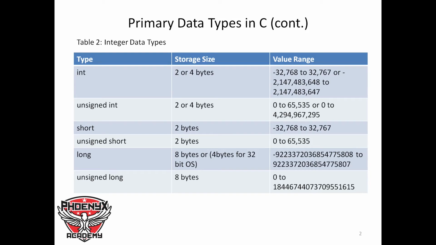Then we have the long, whose storage size is 8 bytes, or 4 bytes for 32-bit operating systems, and we can see the value range there. Then we have the unsigned long, whose storage size is 8 bytes, and the value range is from 0 up to 18446744073709551615.